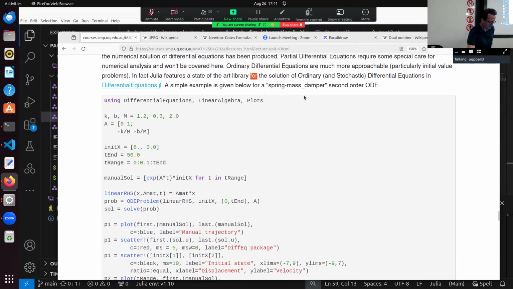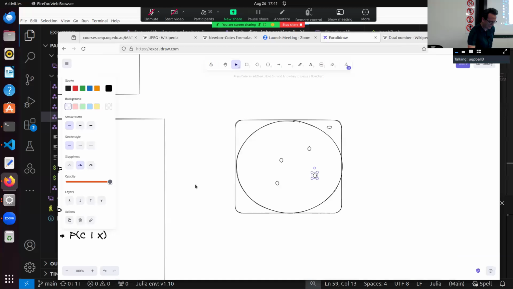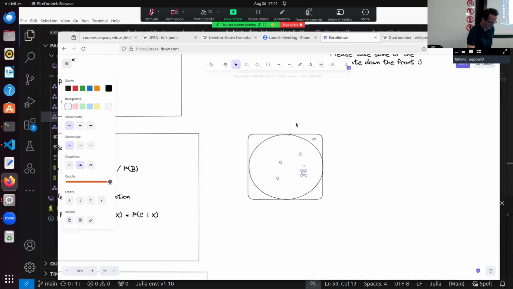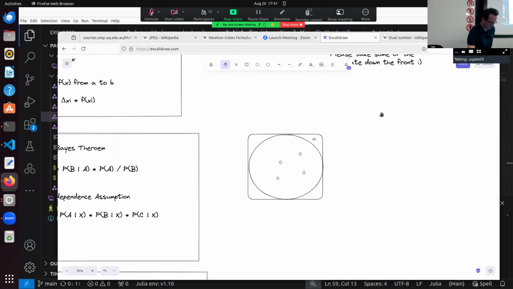Spring mass damper. This is like a physics thing, but it's in a maths class. Sorry, everyone. I drew a picture of it just so you guys can get a handle on it.